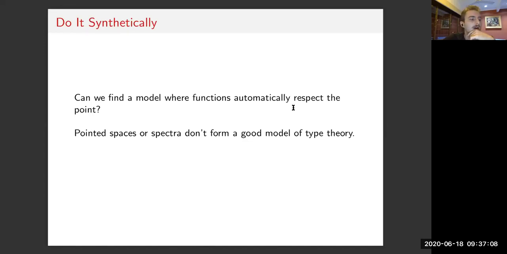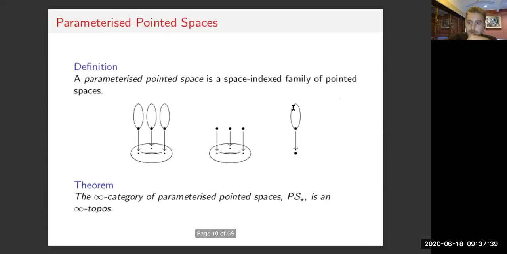So one thing we might try is to find a model of type theory where the functions that we define automatically respect the point. And straight away, a problem with that is that pointed spaces or spectra, the categories of these things on their own, don't form a good model of type theory. So that doesn't work exactly. But space-indexed families of pointed spaces or spectra do form a good model of type theory. So this is the semantic situation which we're going to be interested in.